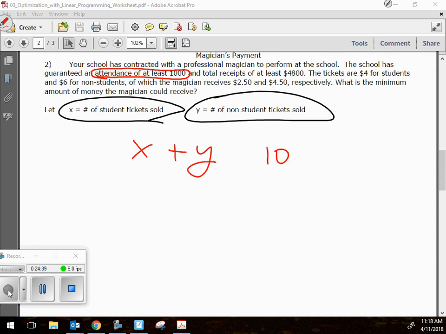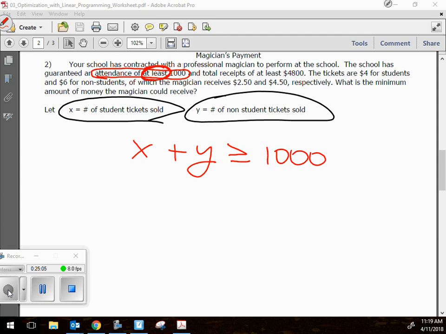It's 1,000 obviously, but I think the number of people should be less than 1,000. It says at least 1,000. Does that feel like less than or greater than? Greater. That's important. Could it be 1,000? Yes, because at least means that it could be 1,000. There you go. There's your first one. Next, the next one involves money.